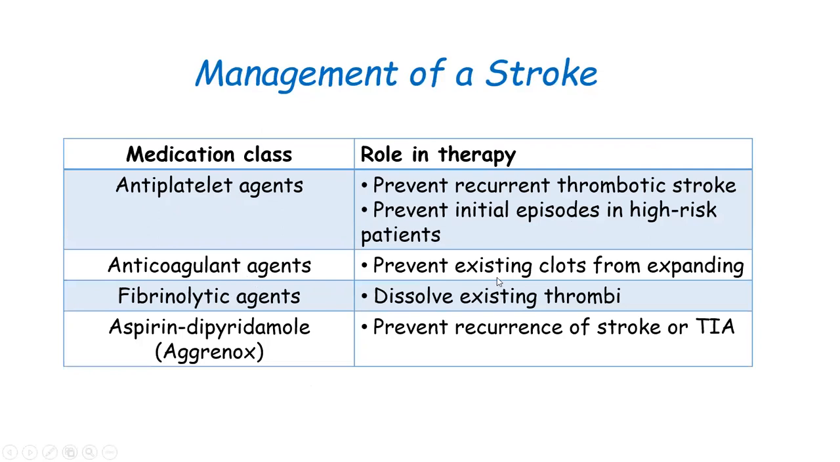Anticoagulants prevent your existing clots from getting worse or expanding. Fibrinolytic agents dissolve thrombus or thrombi that already exist. And then there's one drug called Aggrenox. It's dipyridamole with aspirin, and that's if somebody's had recurrent strokes or transient ischemic attacks. Some people, especially elderly women, usually over 75, will have frequent TIAs, but they discovered that just a baby aspirin a day, or in particular aspirin with dipyridamole, will prevent the TIA.